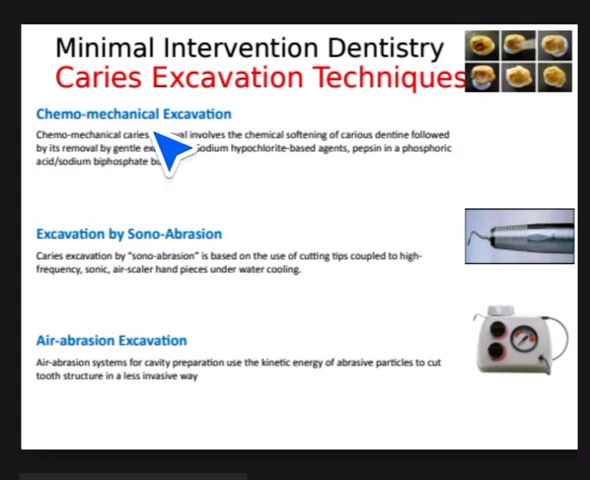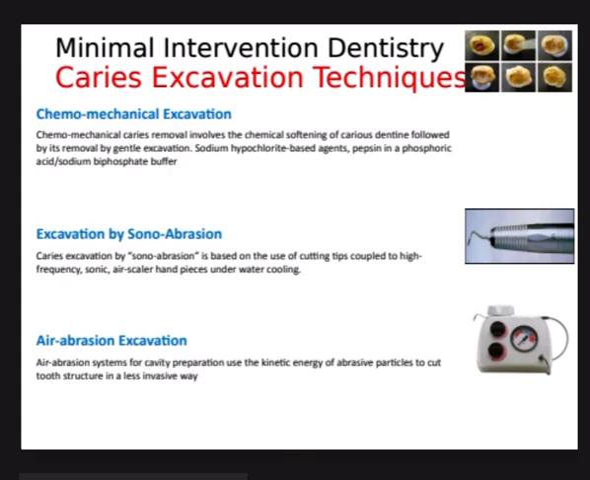So we have chemomechanical excavation, we have sonoabrasion, and we have air abrasion. Three techniques for caries excavation which do not remove healthy tissue, which do not cause pain, which do not cause much vibration. Clear? Did you understand these techniques?